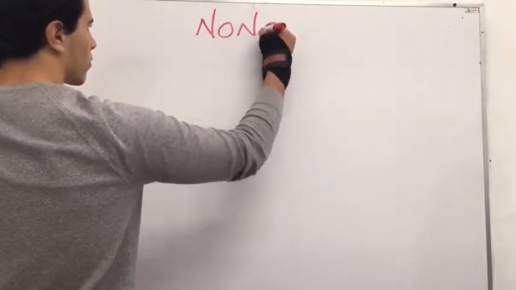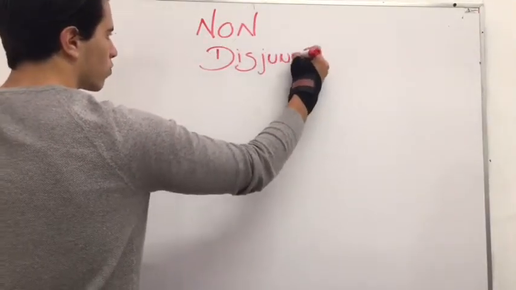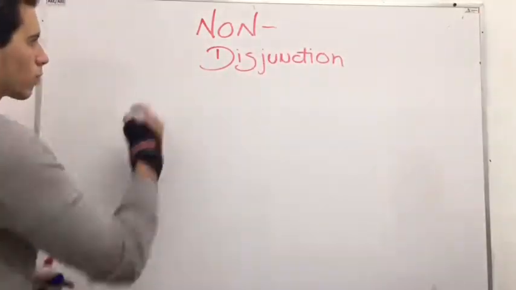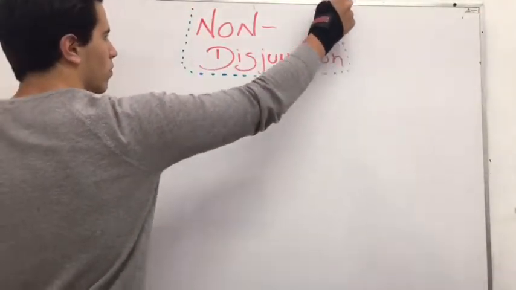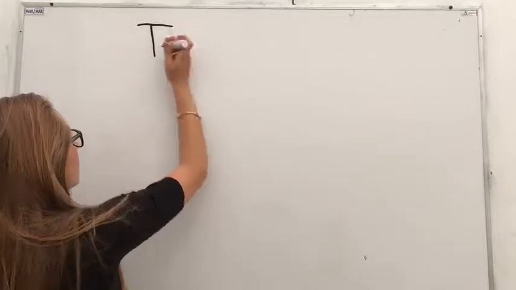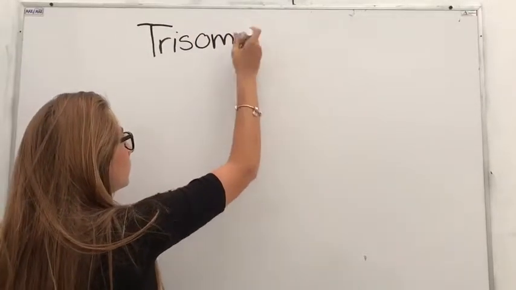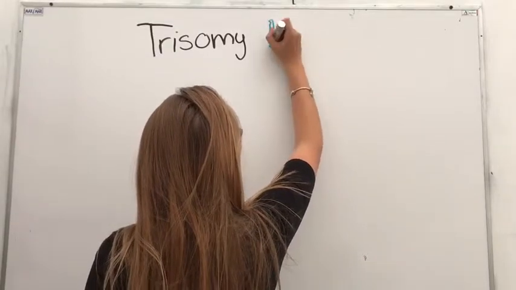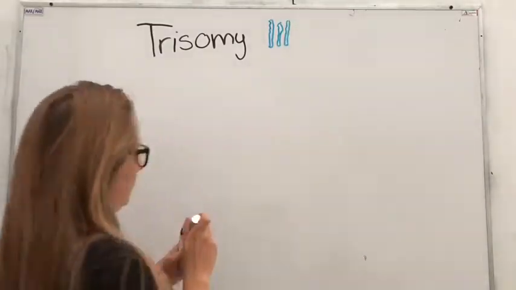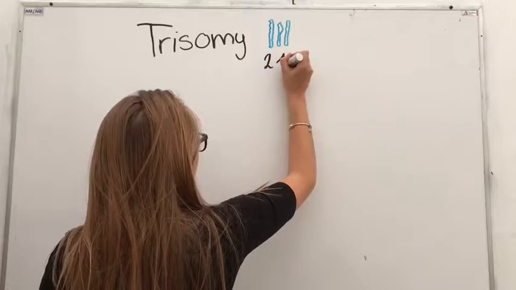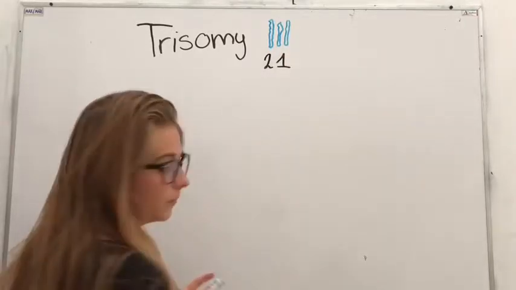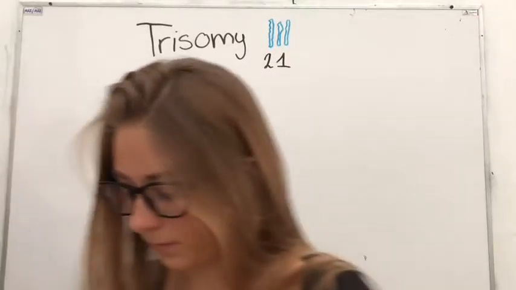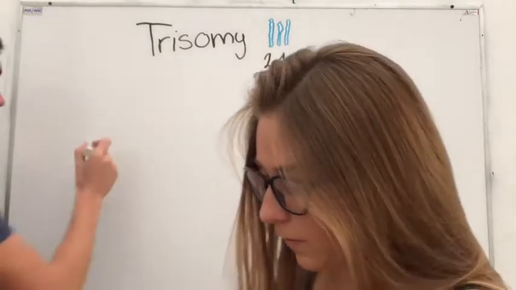Now we are going to talk about non-disjunction. During meiotic division, errors can occur. For example, during anaphase, the homologous chromosomes can fail to separate. This error is called non-disjunction, and it comes from the word failure, that means to separate. One of the most frequent forms of non-disjunction is trisomy 21. In this case, there are 3 copies of chromosome 21.